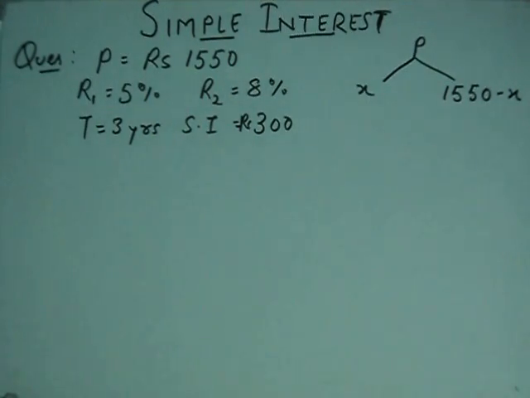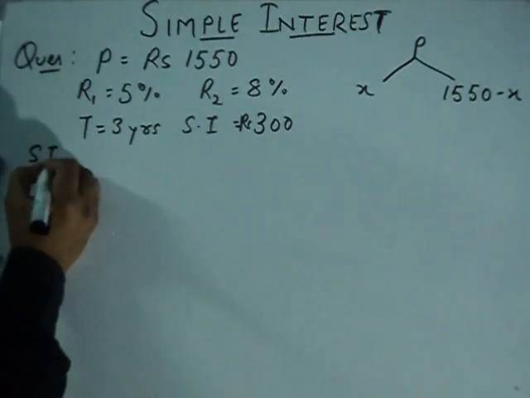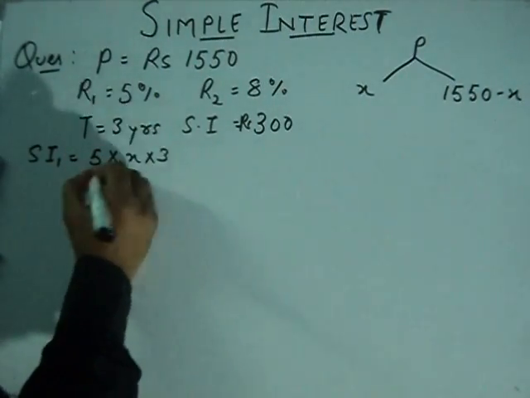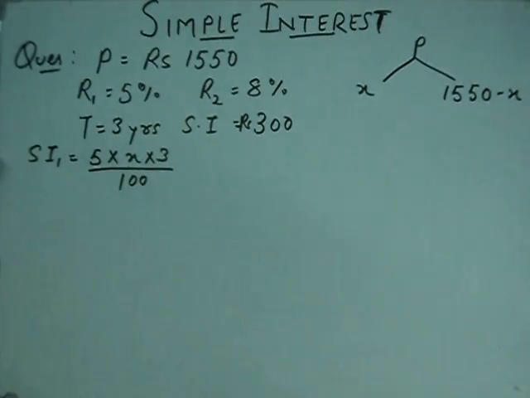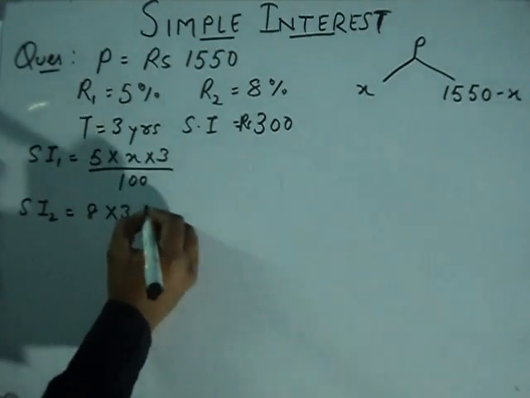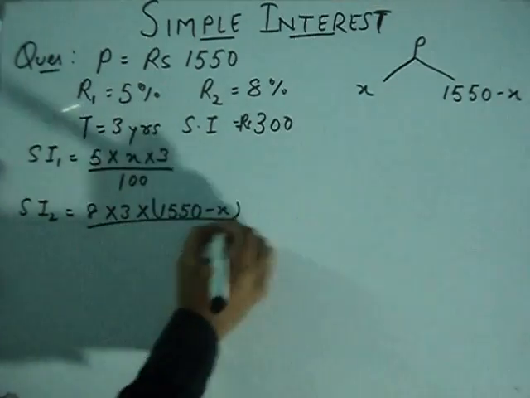to the ratio of 8%. So what we have to do in this case is calculate the interest at 5% and calculate the interest at 8% and add them, equal to 300. So for our first case, SI1, it is 5 into x into 3 upon 100. This is our first value, and for SI2 it is 8 into 3 into 1550 minus x upon 100.